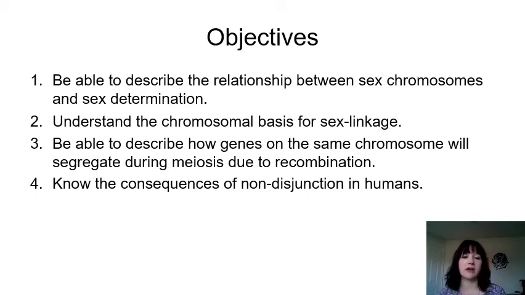So first, after this chapter, you should be able to determine the relationships between sex chromosomes and sex determination. Second, understand the chromosomal basis of sex linkage, and that would be to see if traits are found more frequently in males versus females or vice versa. Third, we're going to talk more about recombination. We talked briefly about crossing over and meiosis. We're going to get into that in more depth. And then lastly, you should know the consequences of nondisjunction. We also touched briefly on that.